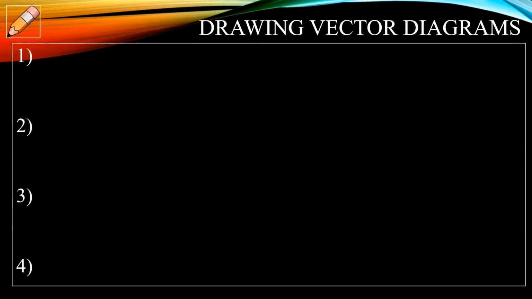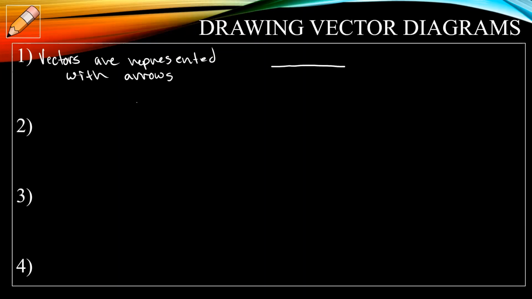So let's talk a little bit about what we need to think about when we're drawing vector diagrams. The first thing to know is that vectors are represented with arrows. These arrows look just like you would expect. They point in a certain direction. And so whenever we're drawing vector diagrams, we represent the vectors with arrows.